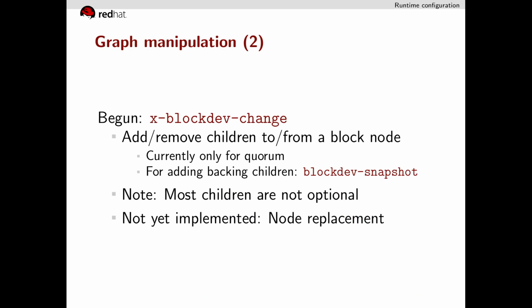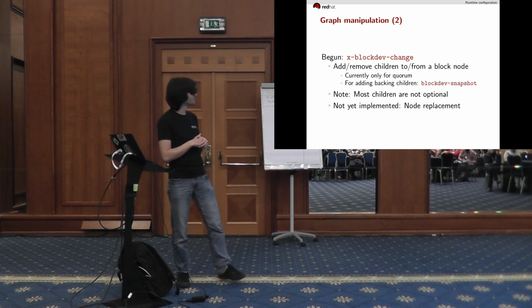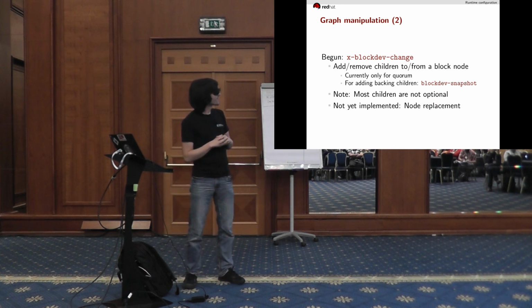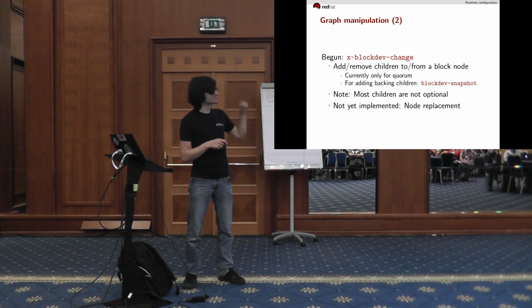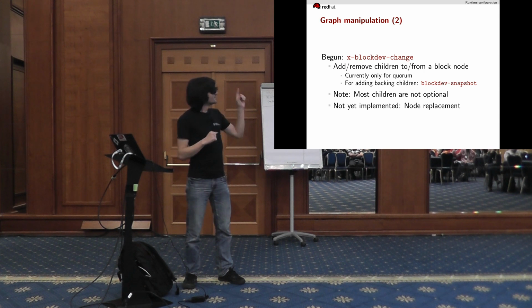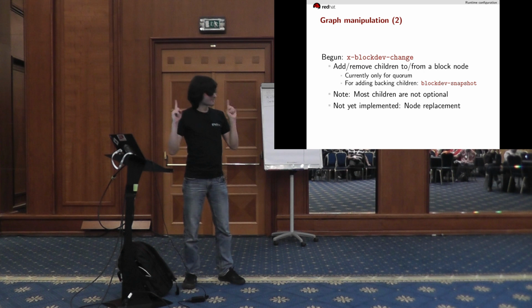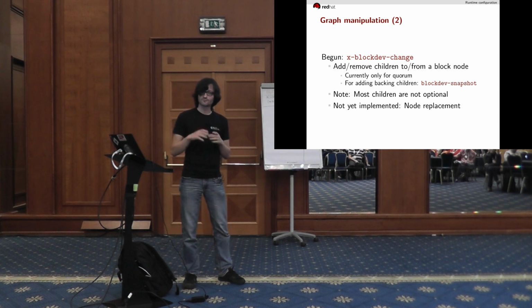So what we've begun is called x-blockdev-change. It's called x-blockdev-change because it's still very much experimental. But you can also use it to add and remove children to or from a block node. Currently, that's only possible for Quorum, but that's pretty much the same as what blockdev-snapshot does. It attaches a node as the backing child of another node. This would also allow it to remove the child again, but unfortunately, currently, it's not implemented for backing children, but only for Quorum.